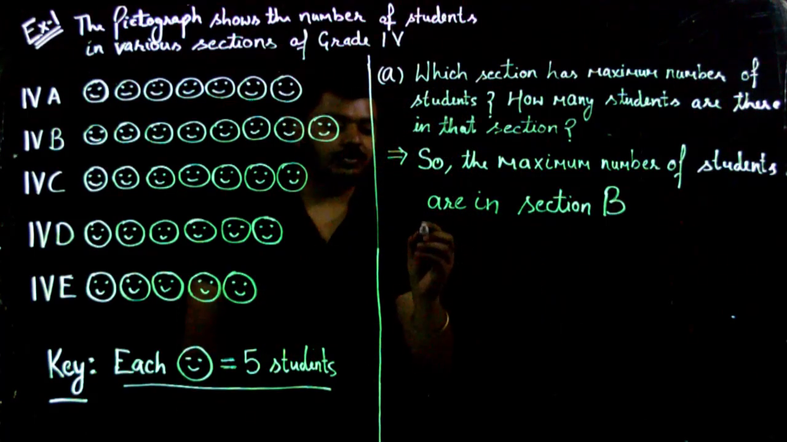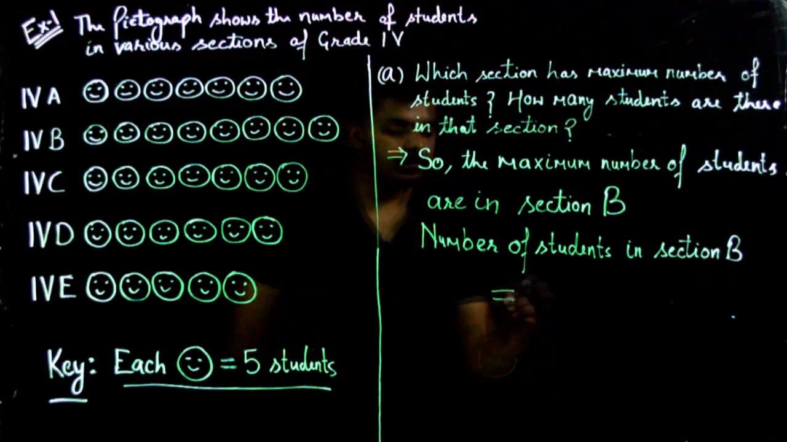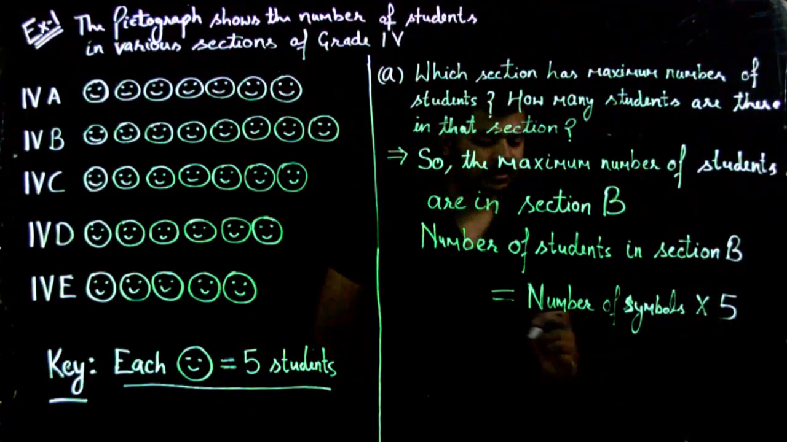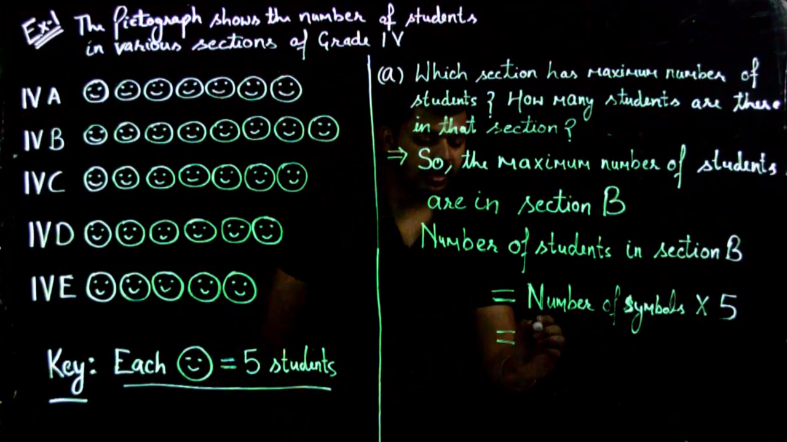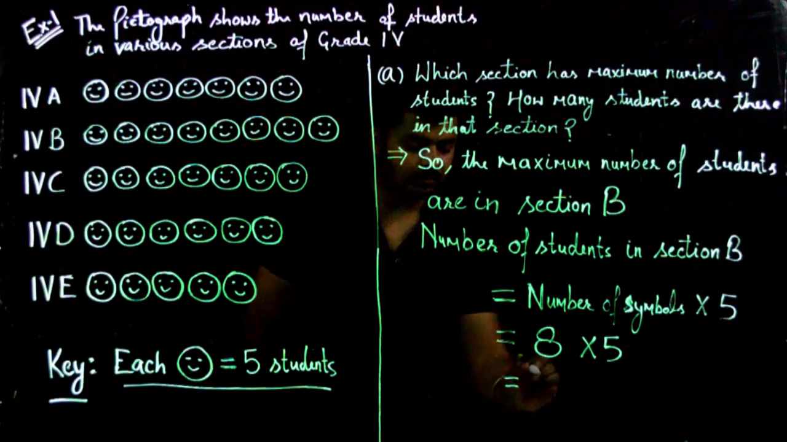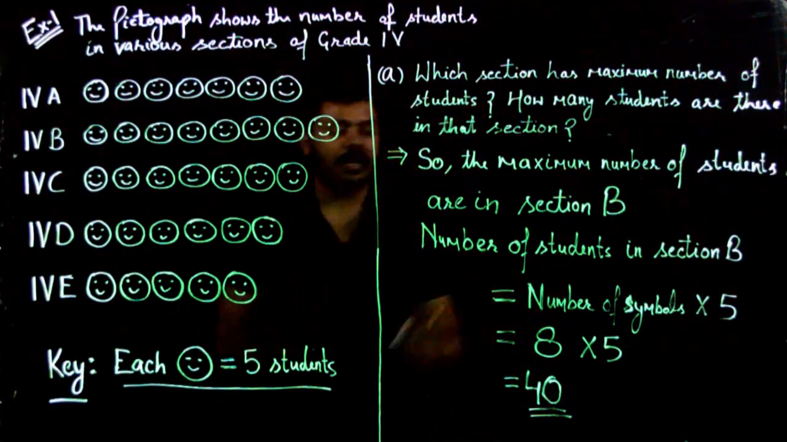So the number of students in section B is equal to number of symbols multiplied by 5, as each symbol is equal to 5 students. So the number of symbols are 8. 8 multiplied by 5 is equal to 40. So there are 40 students in section B.